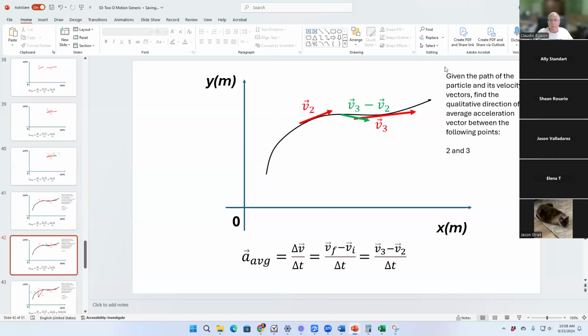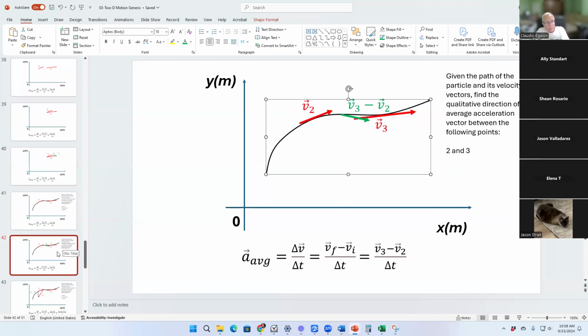Let's say V3, V2 and V4. Okay? Let's say there is another vector right in here, V4. Let's take V4 and V3. You can repeat for V4 and V3. So practice that at home, right? Practice that at home.